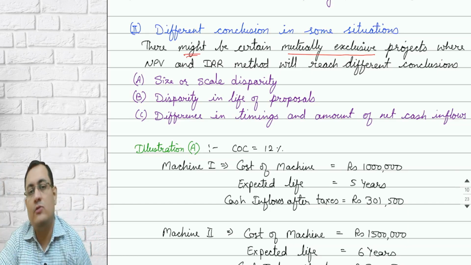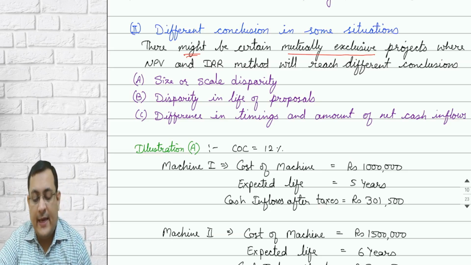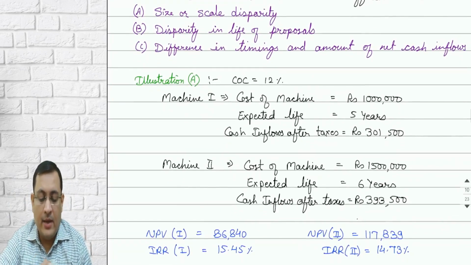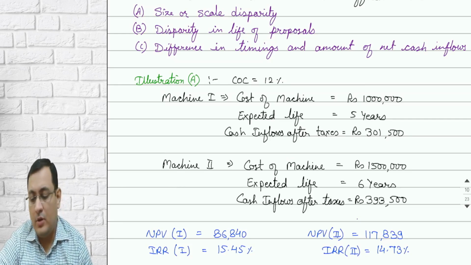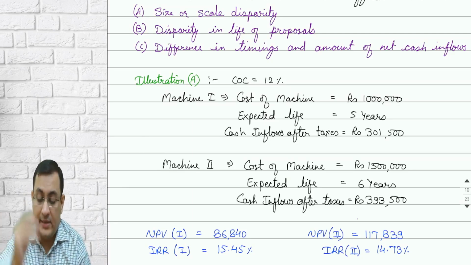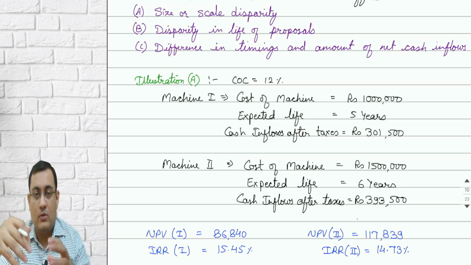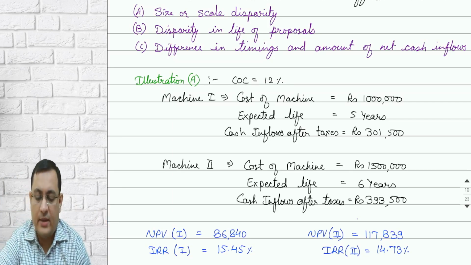And what are these situations? Number one, size and scale disparity. When I say size and scale disparity, I have created an example, illustration A. We have a COC of 12%, that is your hurdle rate. There are two machines, and we have to select one. One has an outflow of 1 million, the second has an outflow of 1.5 million. Both have almost equal life, the first 5 years, the second 6 years. But the second's outflow is much higher, almost 50% higher than machine one. Cash inflows are also higher in this case.